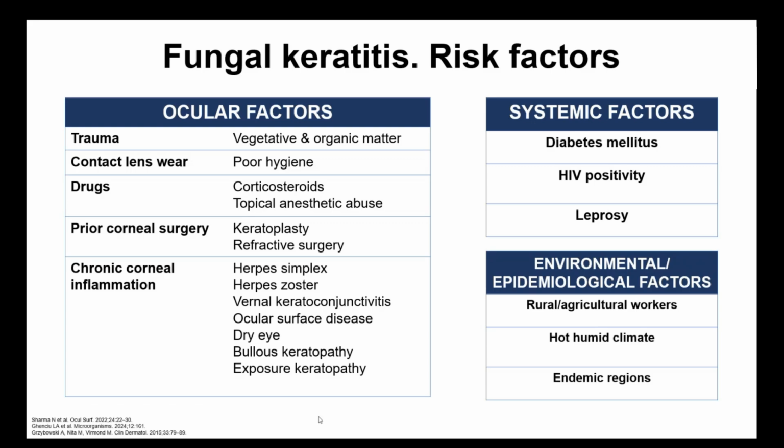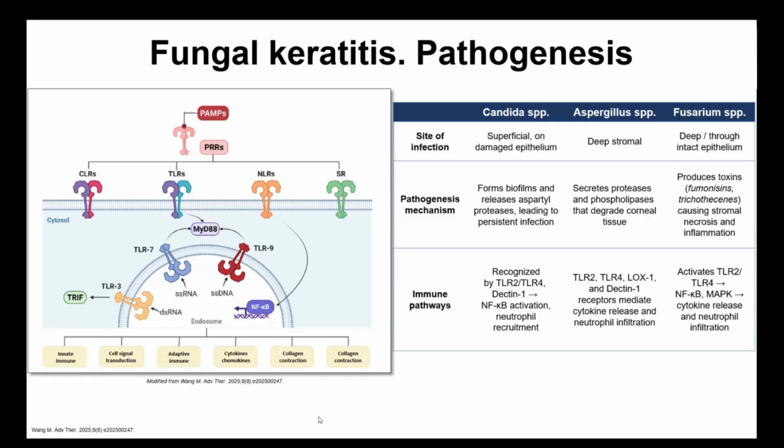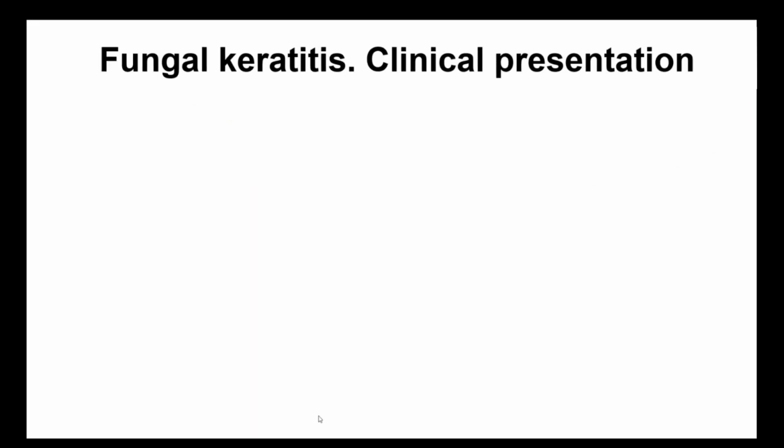And finally, environmental and epidemiological factors are also important. Fungal keratitis is more prevalent among rural and agricultural workers and in hot and humid climates, while Candida infections are seen more often in temperate climates, also in eyes with previous ocular surface disease or surgery, and in immunocompromised patients. Pathogenesis, maybe I will skip.